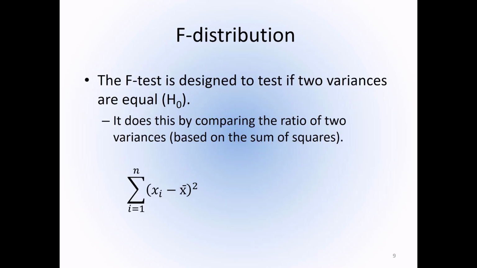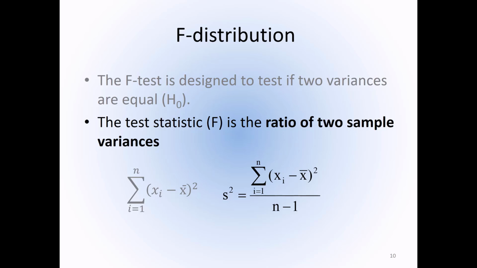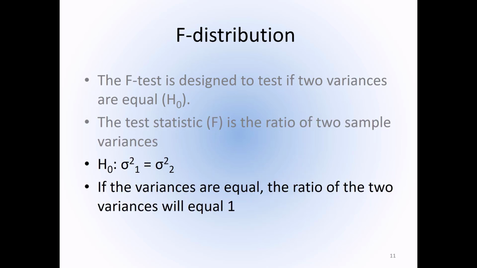So again, the F-test is designed to test if 2 variances are equal, and it does so by comparing the ratio of the 2 different variances for our samples. And again, our variance is based on our sum of squares, and we'll be comparing the 2 variances of interest for our particular test. And so our null hypothesis for this particular test is that the 2 variances are equal. And if they are equal, then the ratio of these 2 will equal 1. And this is in turn what we're testing against.